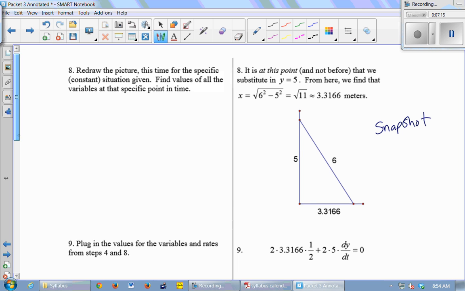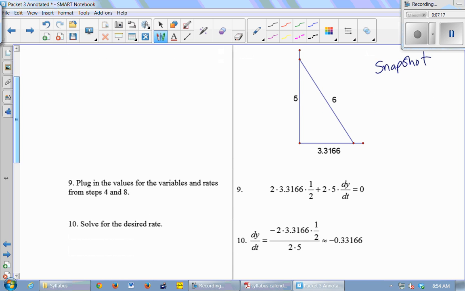Okay. Then, once you have your picture for the snapshot, plug in the values for the variables and the rates that you know. Plug in the stuff that you know. So in my implicit formula, that was 2x dx dt plus 2y dy dt equals 0. Now we plug in all the stuff that we know for the snapshot in time. x is 3.3166, so I have 2 times x. dx dt I know is constant, a half. 2 times y, which is 5, times dy dt, which is what I was asked to find, right? The rate of change of y with respect to time.